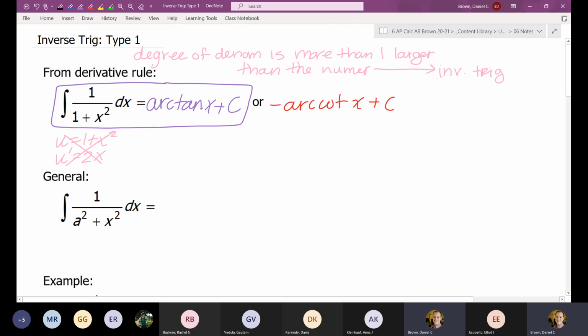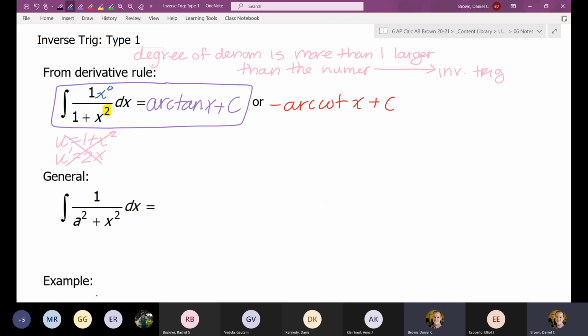So for example, I knew this one was not a natural log problem and it was an inverse trig problem. The largest exponent I see in my denominator is 2. And then technically, what's the largest exponent we see in the numerator? 0, because technically there's no variable there. Why is it not there? Because it's technically an x to the 0th power. 2 is more than 1 bigger than 0.